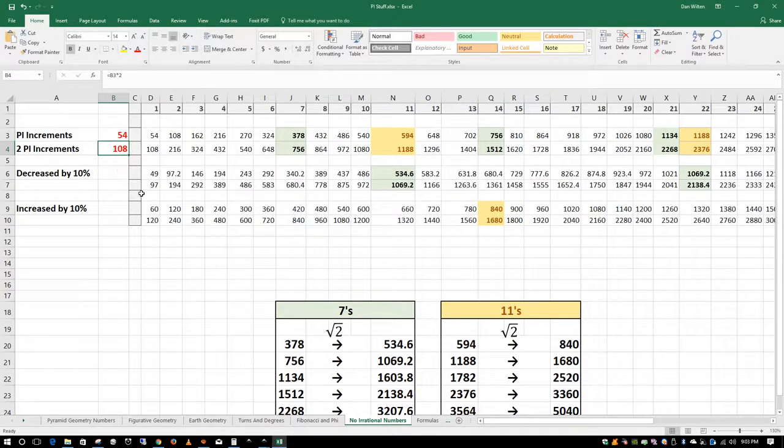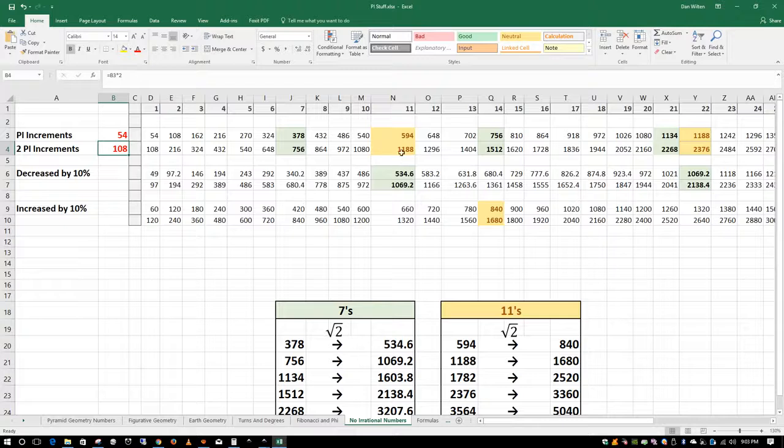So this has to do with the pi increments for the Great Pyramid. If we take a look at the pi increments, and we're using the 1114 system, so 594 actually squares to 756. So in this system, 54 is the pi increment, 108 would be the 2 pi increments.